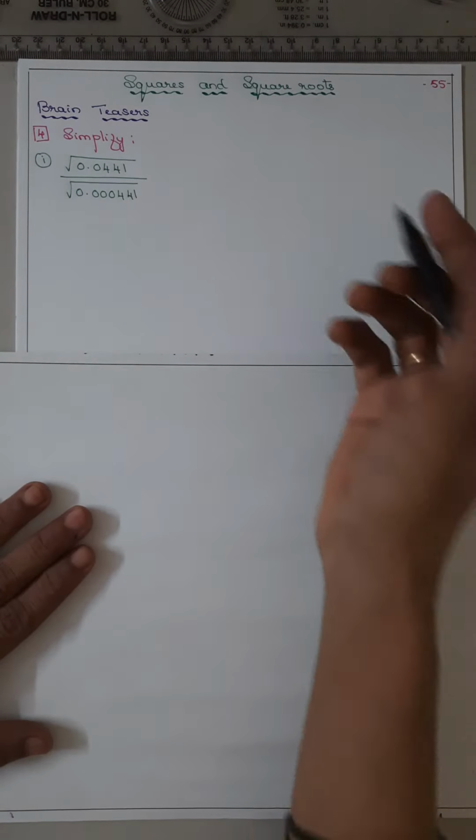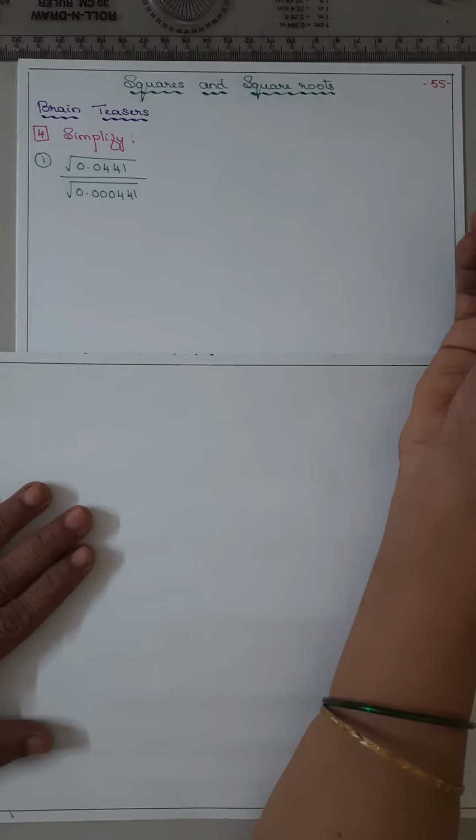We were discussing the lesson squares and square roots and the brain teasers. Now coming to the fourth sum, simplify. Square root of 0.0441 divided by the square root of 0.000441. Write the question and solve on the right hand side.